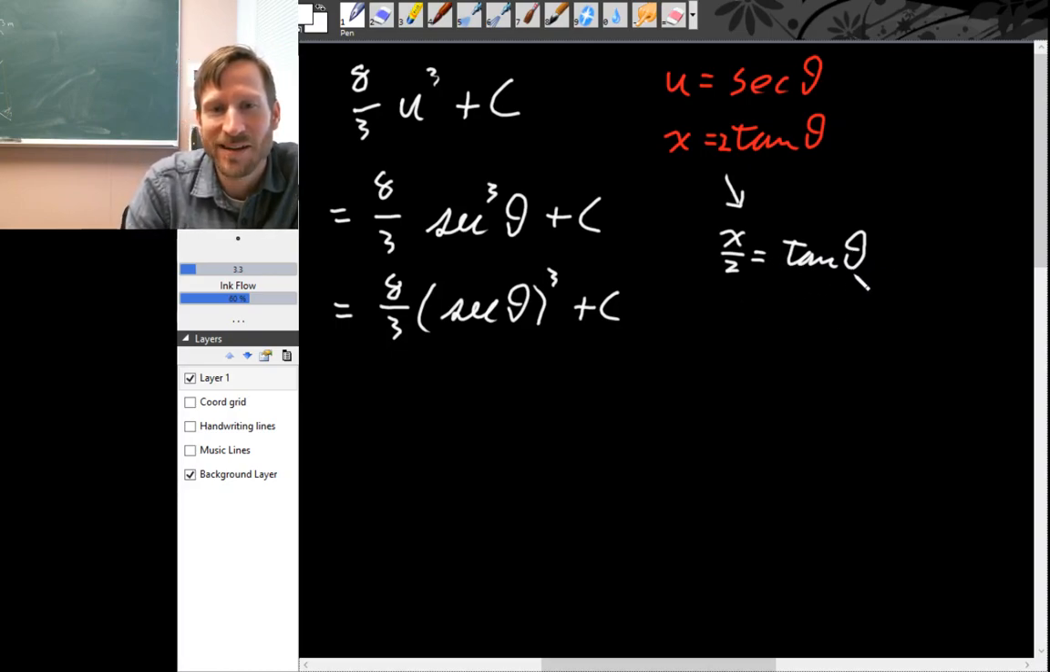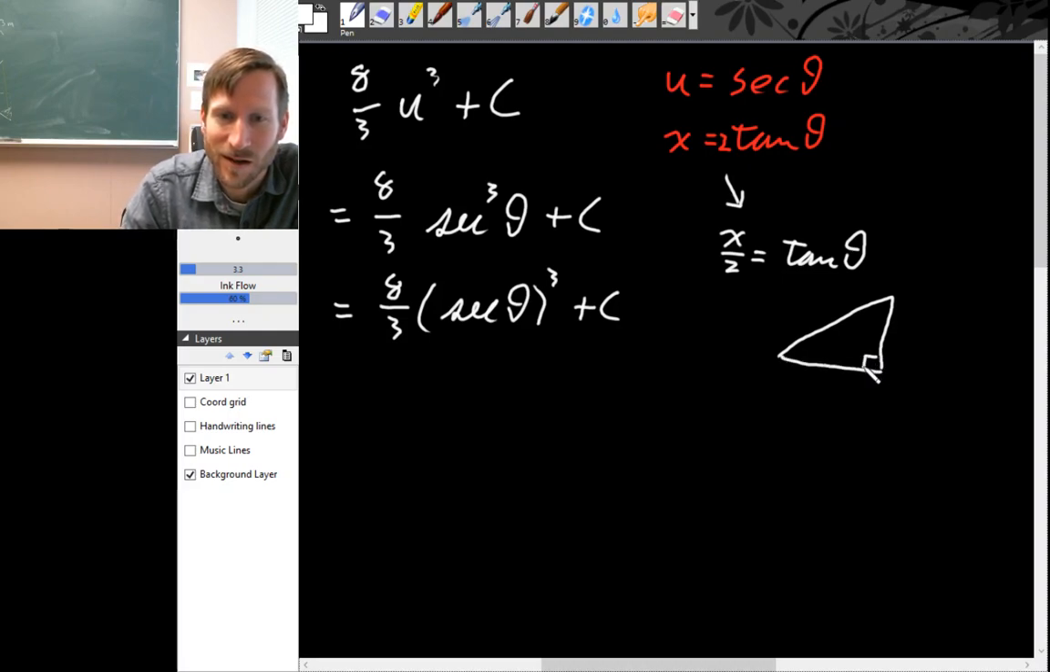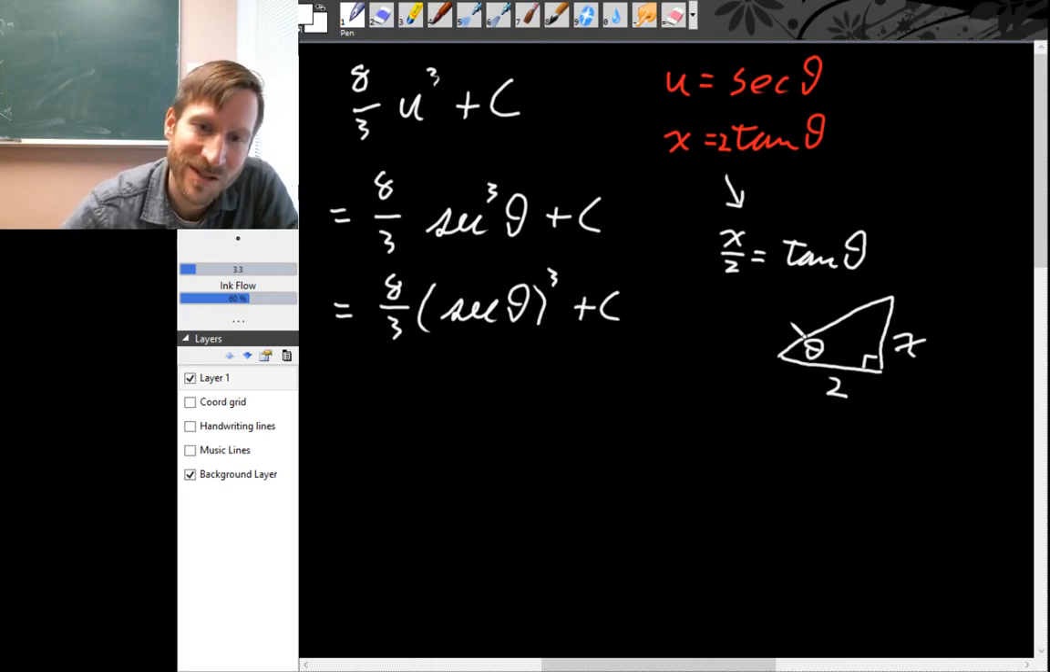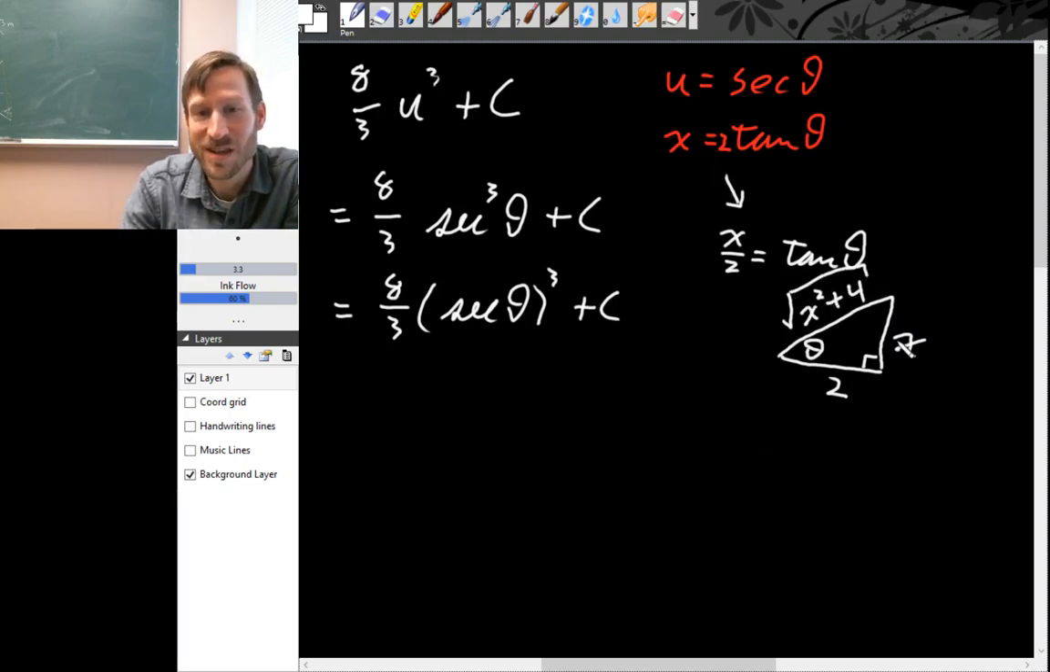Well, actually, let's do it this way. So tangent theta, that should be opposite over adjacent, right? So if we draw a right triangle and we put the angle theta in this lower side here, to make tangent of theta be x over 2, we need an x on the opposite side and a 2 on the adjacent side. And then we can use the Pythagorean theorem to find the hypotenuse. It is the square root of x squared plus 2 squared, which is 4.